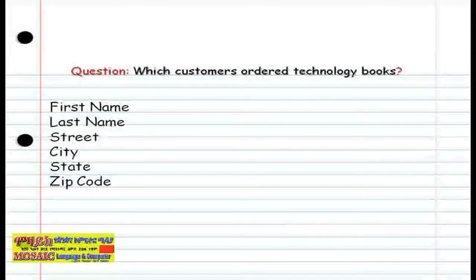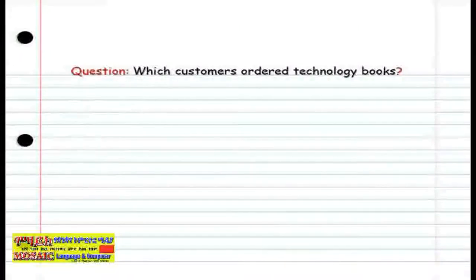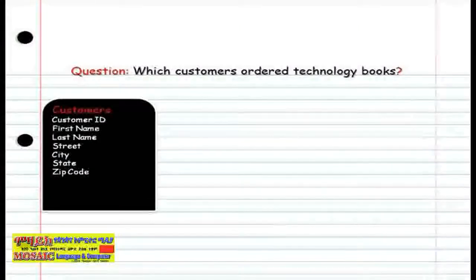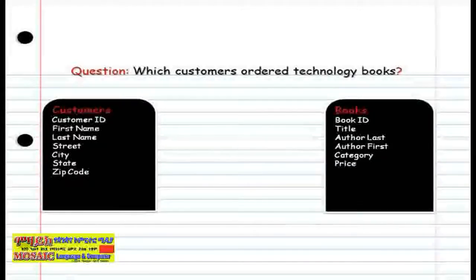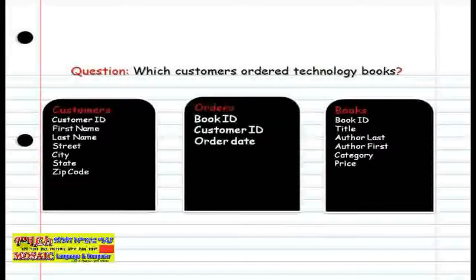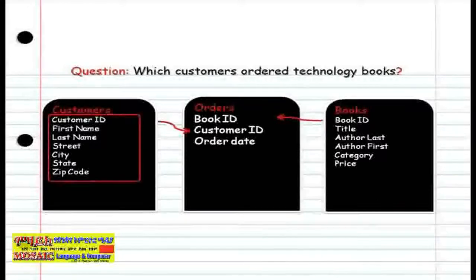Now, which tables hold these fields that we need? We already know that we need the customers table for the names and addresses, but we're also going to need the books table to tell us which books are technology books. And we'll need the orders table because that's where a book is joined with a customer. Now, what conditions do we want the data to meet? Well, we want to see only the customer names and addresses for customers who have ordered books that have a category of technology.